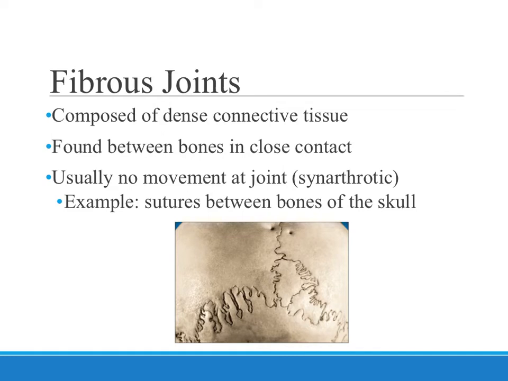Let's start with the fibrous joints. As I said, they're composed of dense connective tissue, and they're typically found between bones in close contact, so bones that are right next to each other. Most fibrous joints have no movement occurring at the joint, so the joint is just holding these bones together. The scientific word for joints with no movement is synarthrotic.